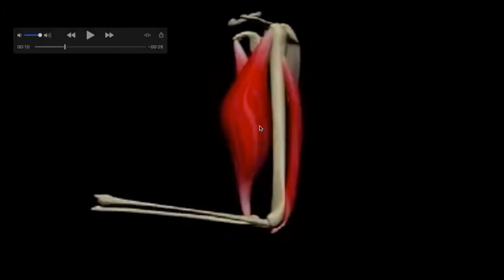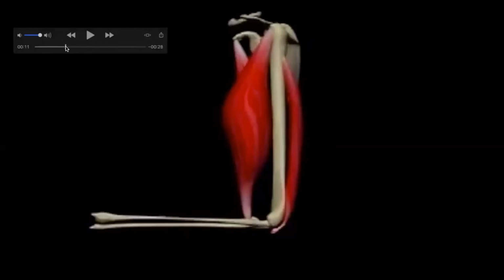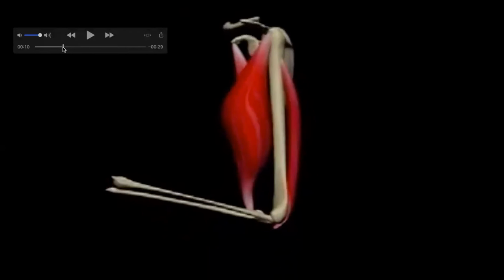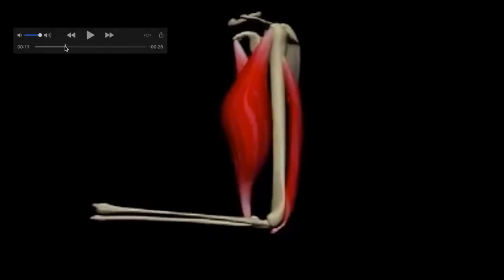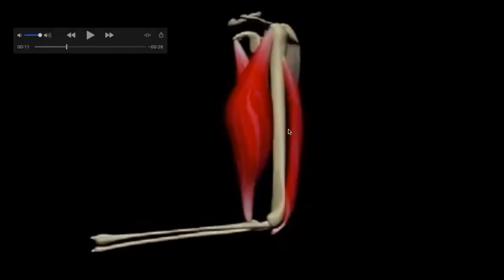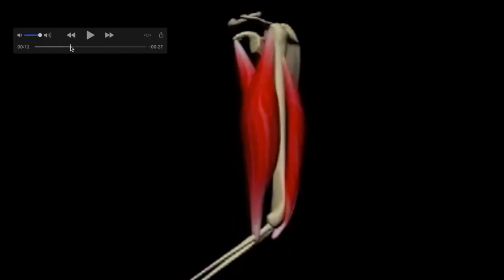You can see as the muscle contracts, the tendon is attached to the periosteum of the bone. And as it contracts, it pulls the bone up. And as it relaxes, you'll see that this other muscle contracts and its tendon attaches to the bone over here and it pulls the bone down.